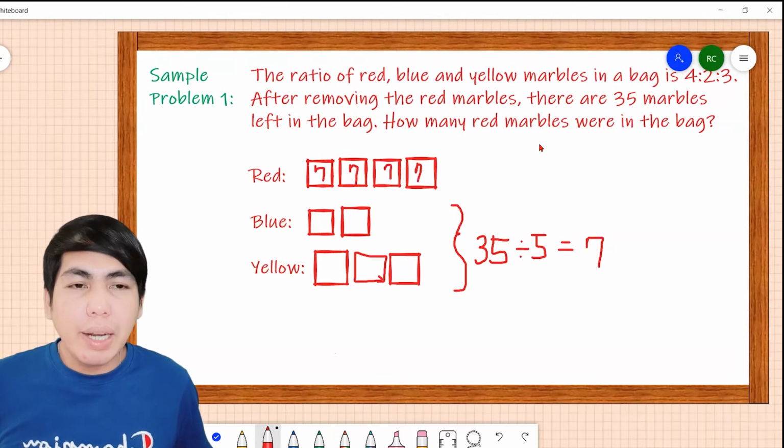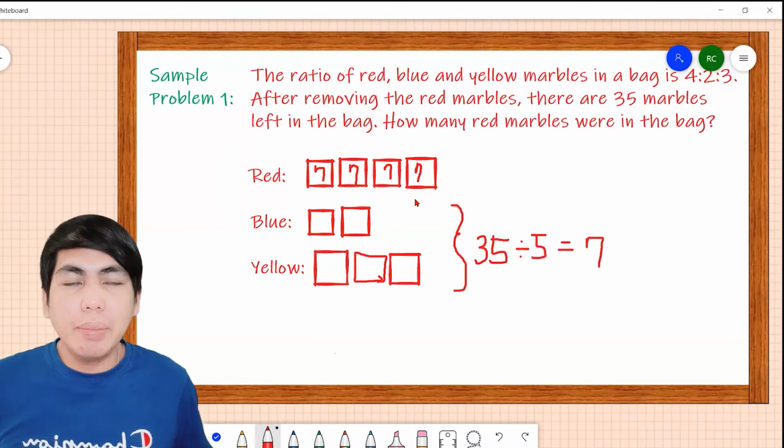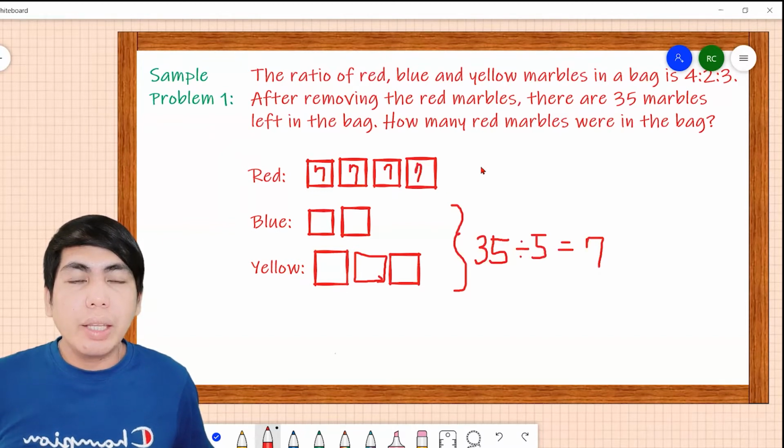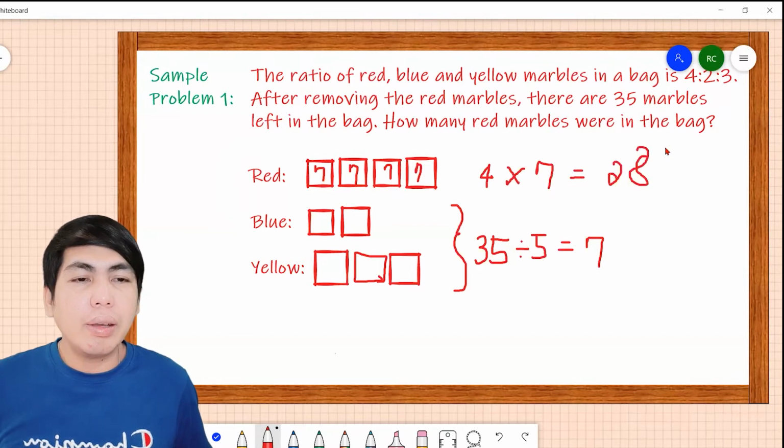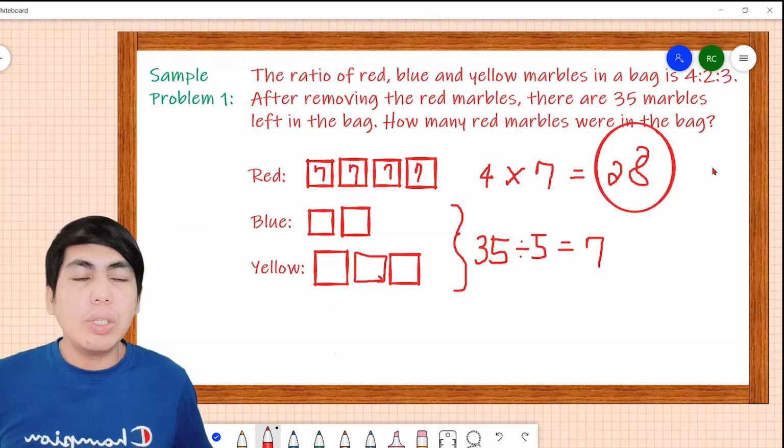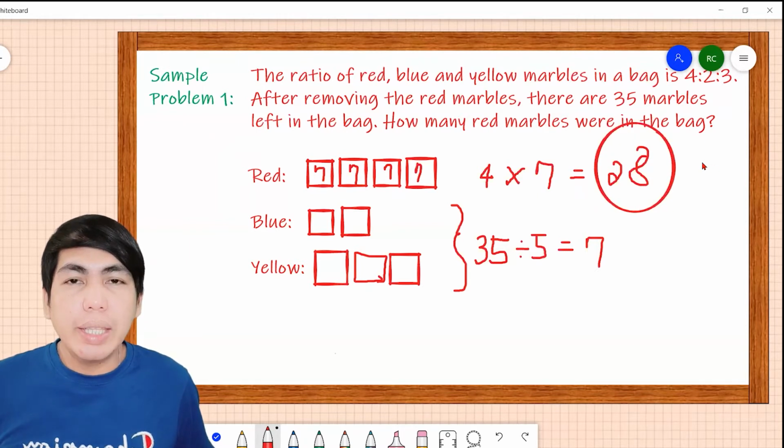So, how many red marbles were in the bag? Since there are 4 blocks representing the red marbles and each block represents 7 marbles, to get the total number of red marbles, we have to multiply 4 blocks times 7 marbles per block to give us 28 marbles. So meaning to say that there were 28 red marbles in the bag.